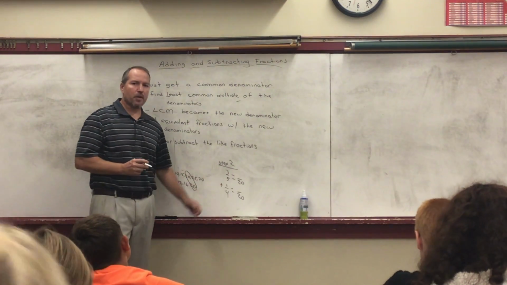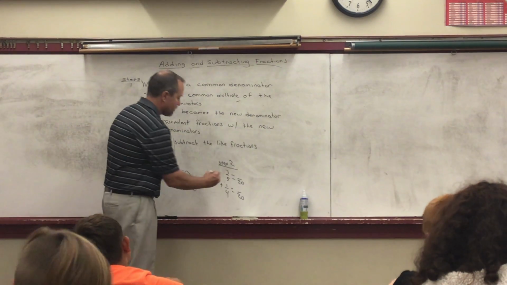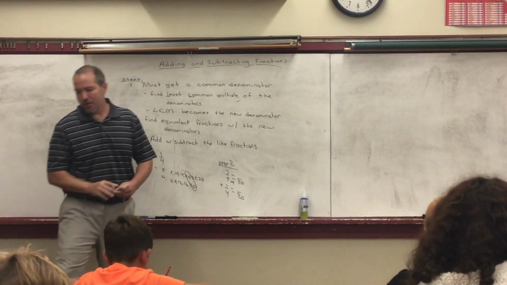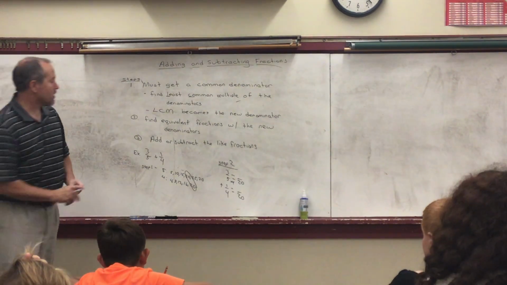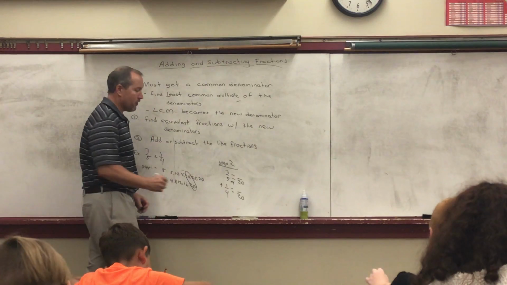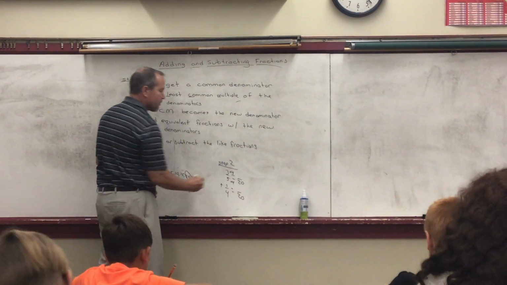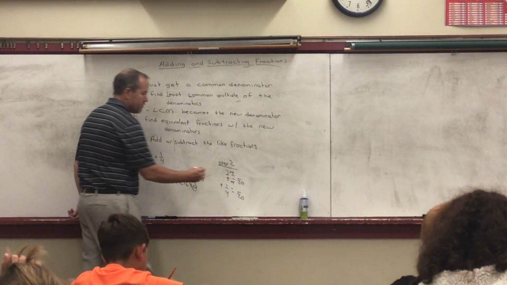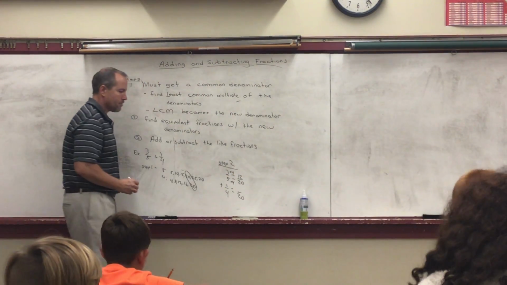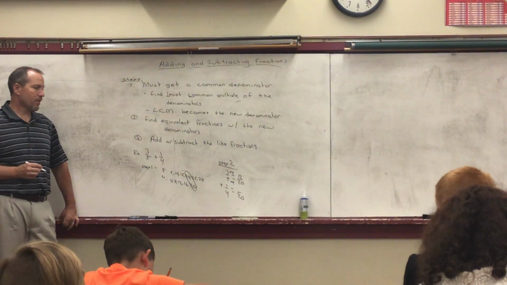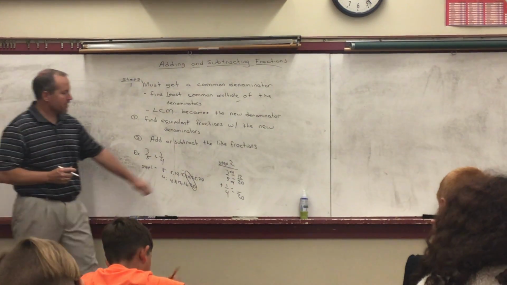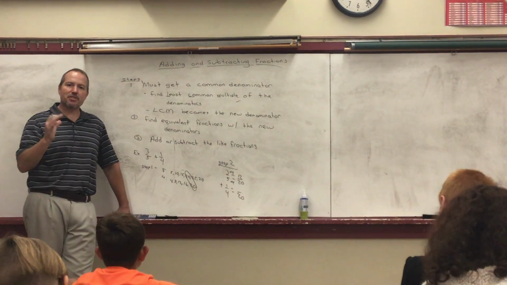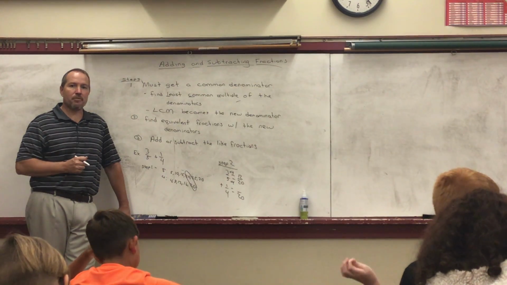Now, 5 times what equals 20? 4. Since we took the denominator times 4, we're going to take the numerator times 4. So now we're going to take 3 times 4. 3 times 4 is? 12. I want you to write these down like times 4 and times 4 because I want to make sure that you visually see that you're multiplying the top and the bottom both times the same thing.